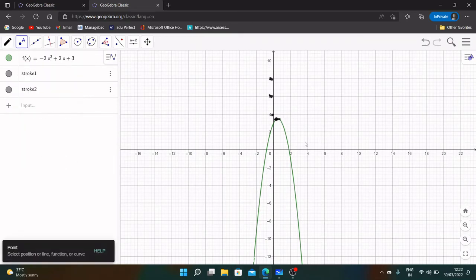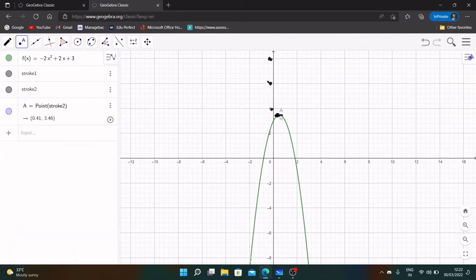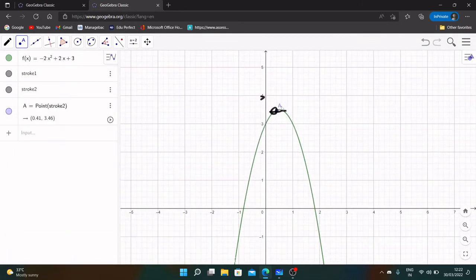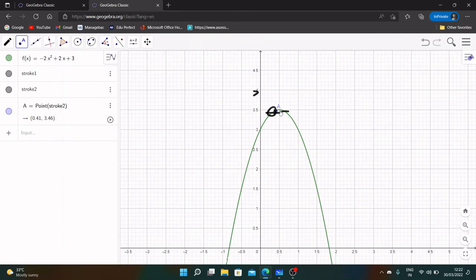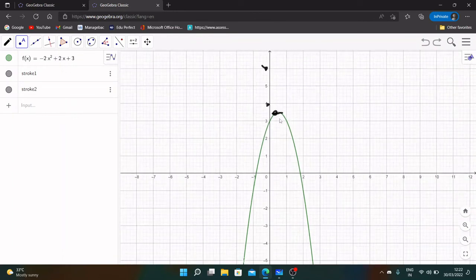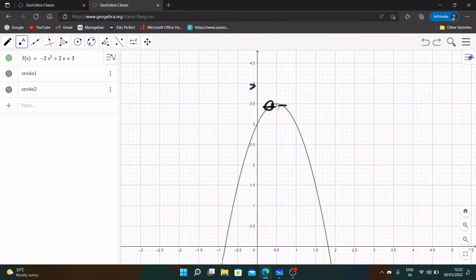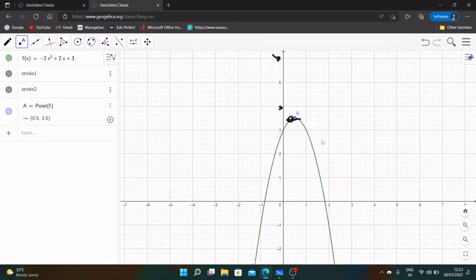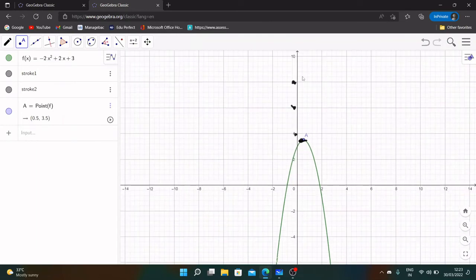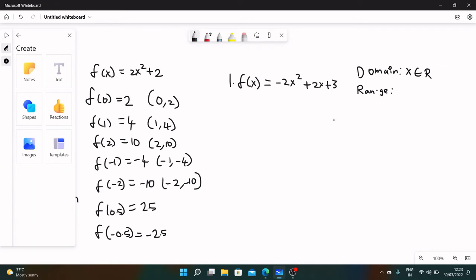So, if we find out the vertex, it's right here. It's at 0.5 comma 3.5. So the y coordinate is 3.5. The y value has to be either lower than or equal to 3.5. It can't go higher than 3.5. So the range for this case will be y lower than or equal to 3.5.